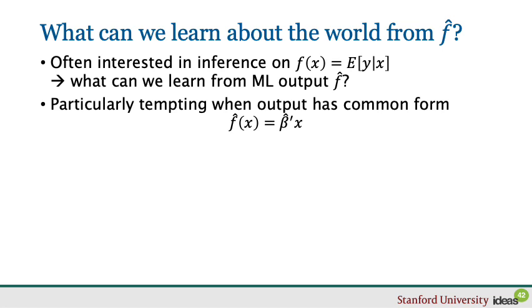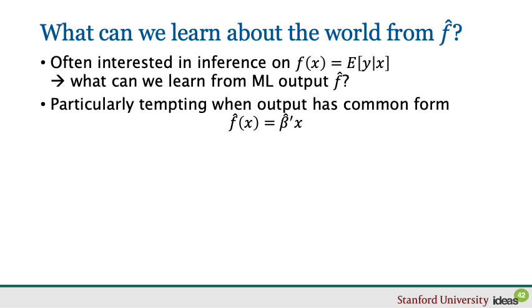So the question is, to which degree can we now use the coefficients of that regularized linear regression to say something about the world? For example, which of the features in the world, which of the covariates actually matter for determining the outcome, or maybe even saying something about the causal relationship between the x variables and the y variable.